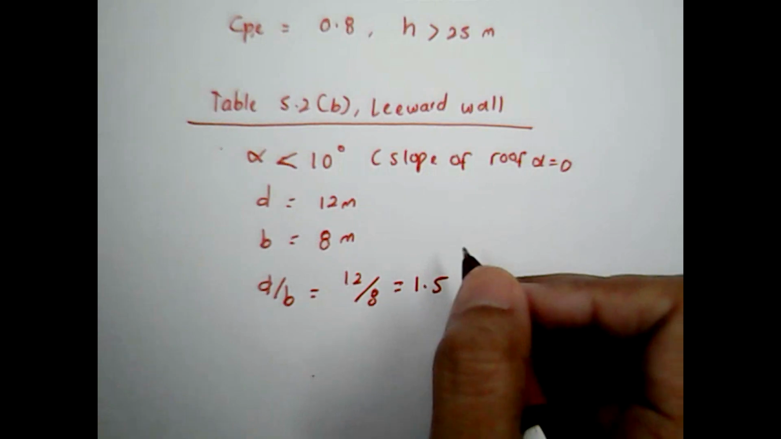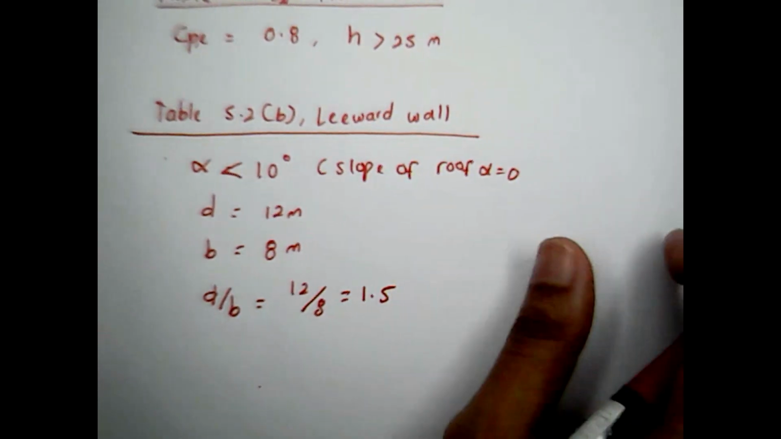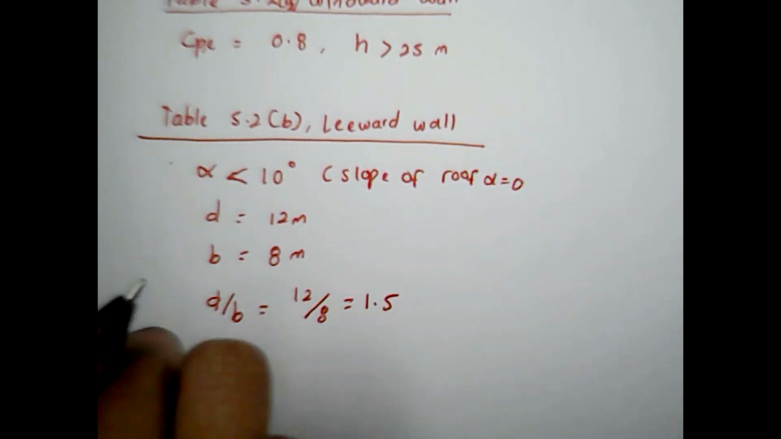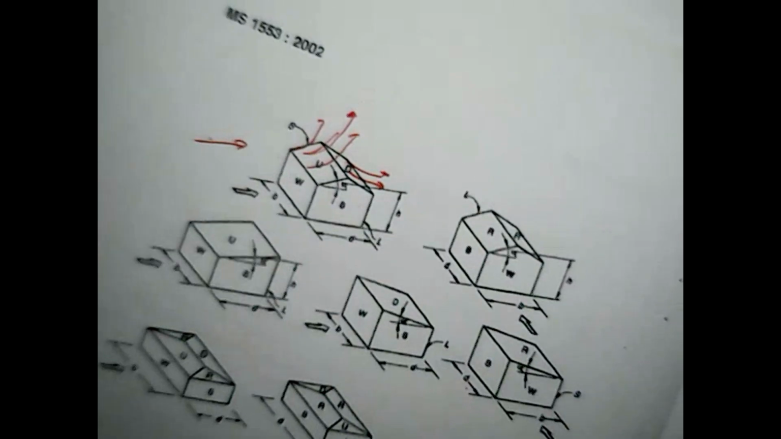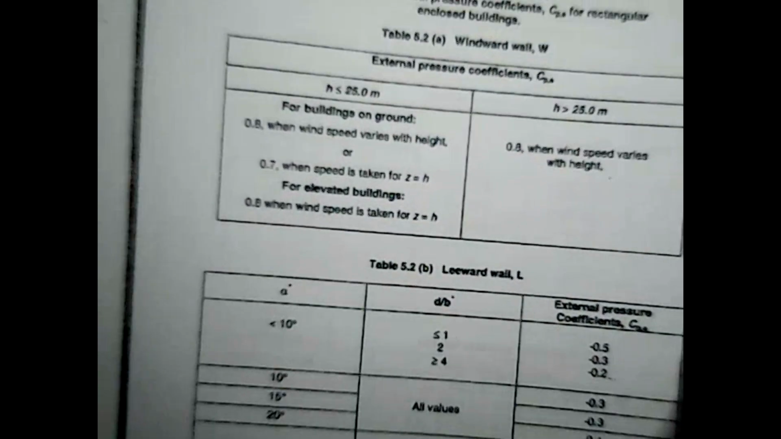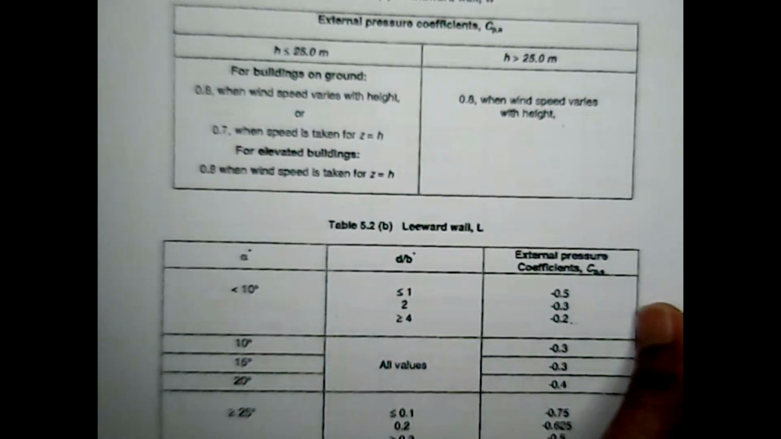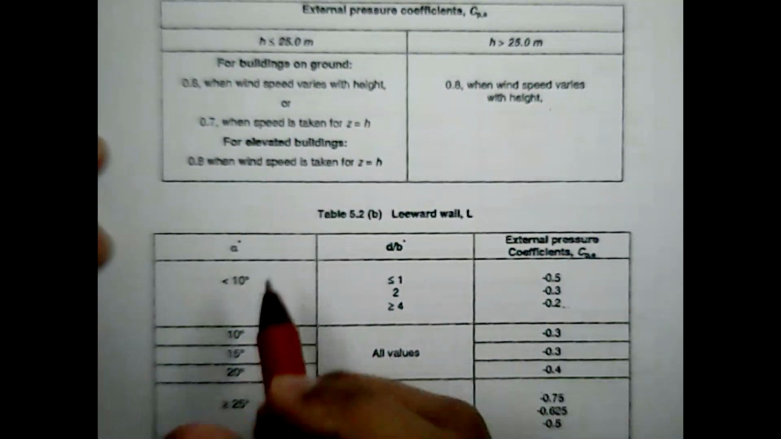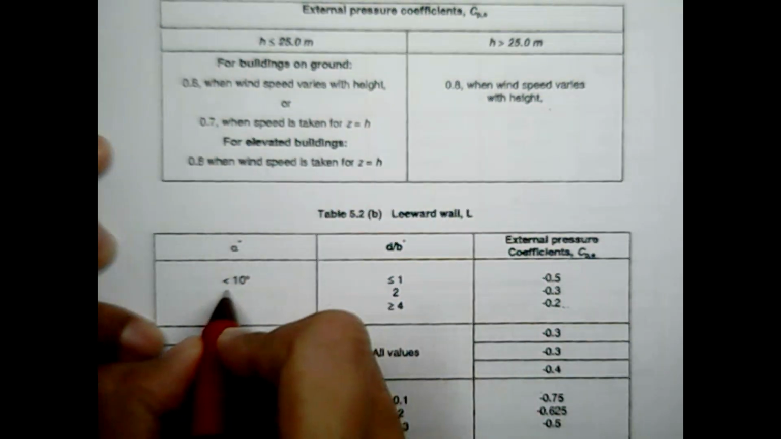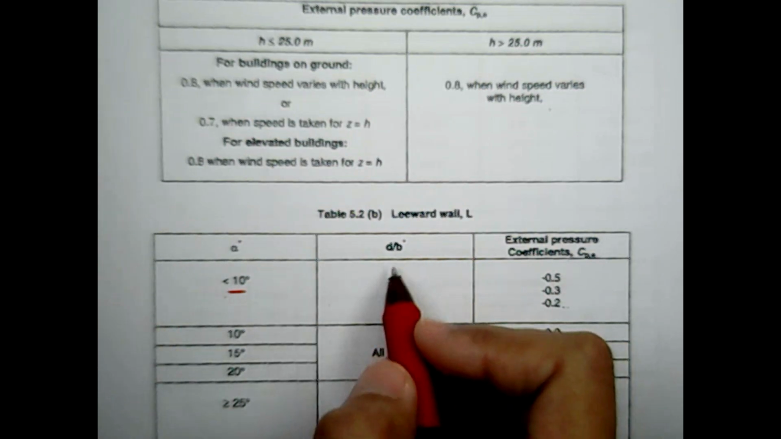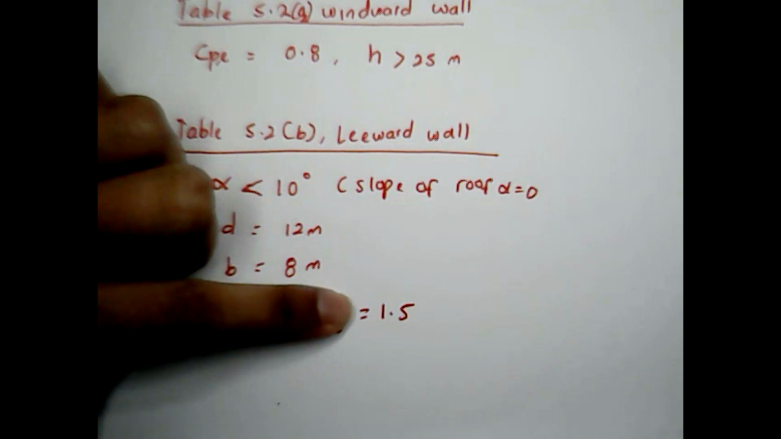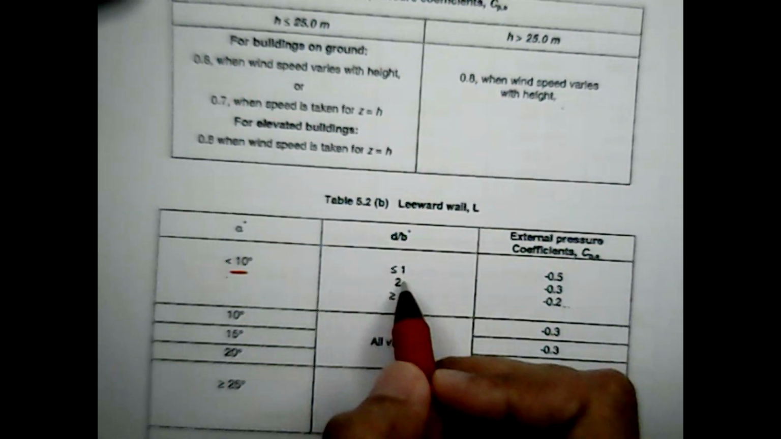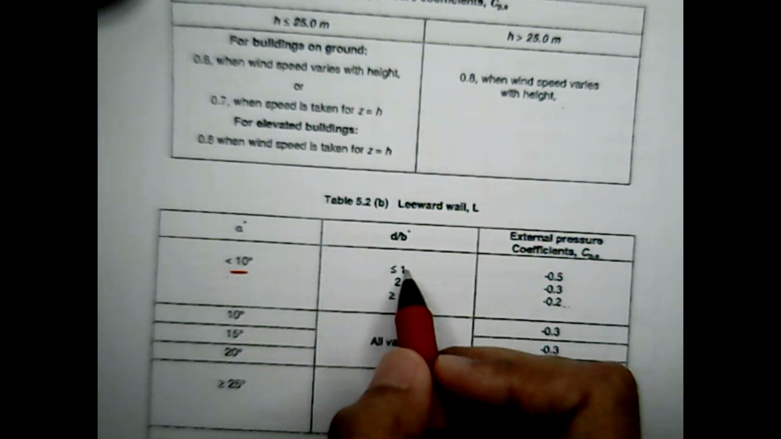So we have the ratio D over B equal to 12 over 8, which finally gives 1.5. Now we have to look back at our Table 5.2b. For Table 5.2b, alpha is less than 10, which is our condition, and D over B is 1.5, which is in between 1 and 2.